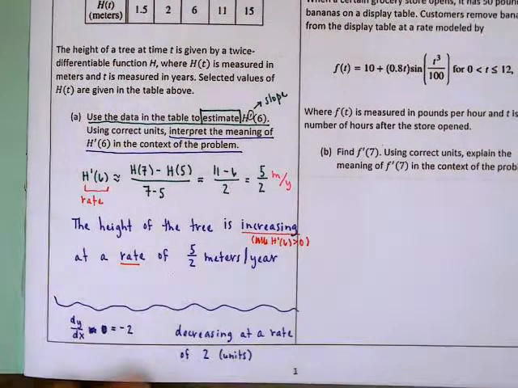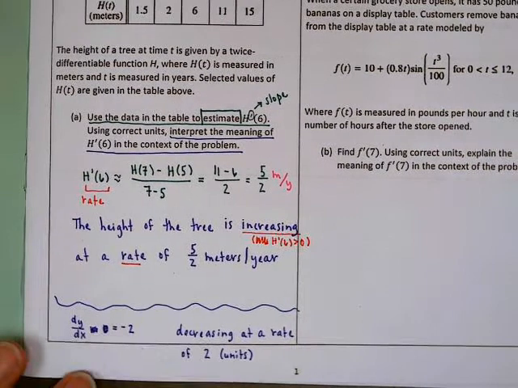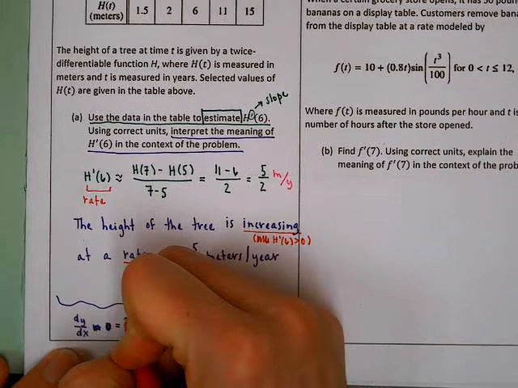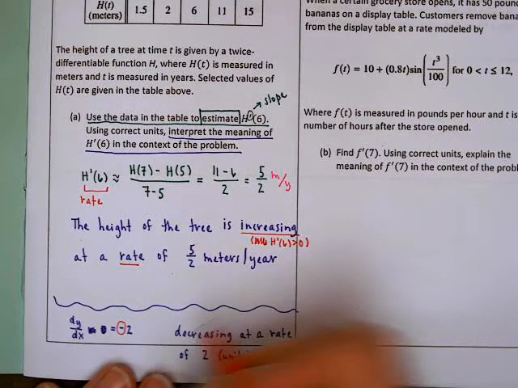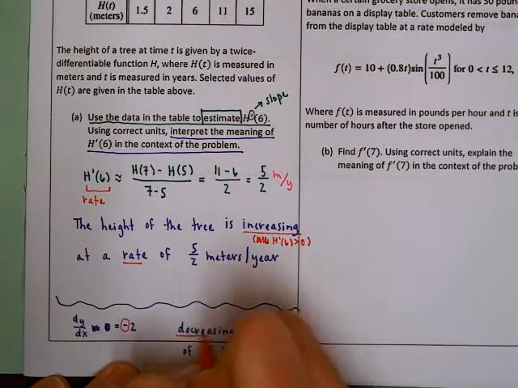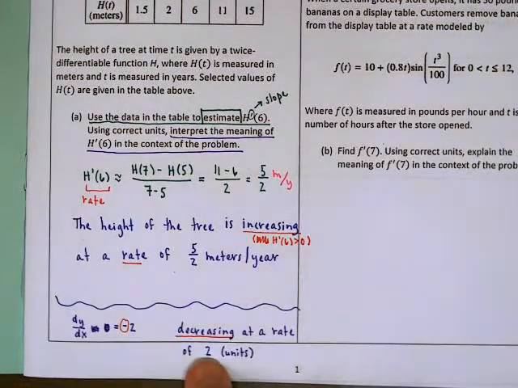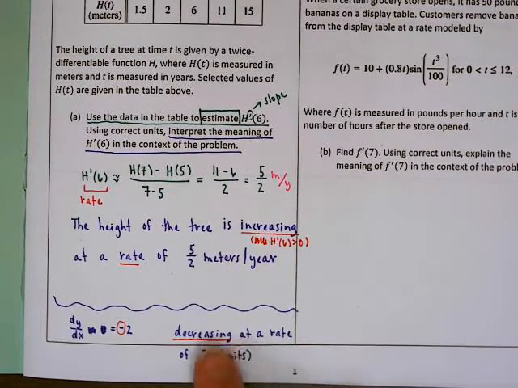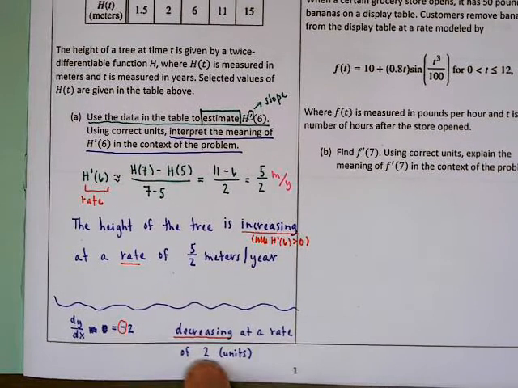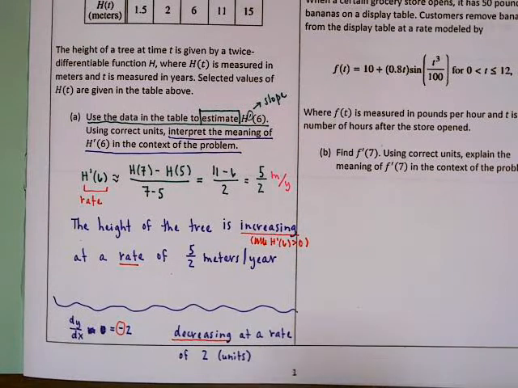What I want to point out here is that this negative tells us that we're decreasing. We don't make this a -2. It's decreasing at a rate of 2, but the negative tells us it's decreasing, and we don't include the negative in our value. So that'll come up, so I wanted to make sure I mentioned that here.